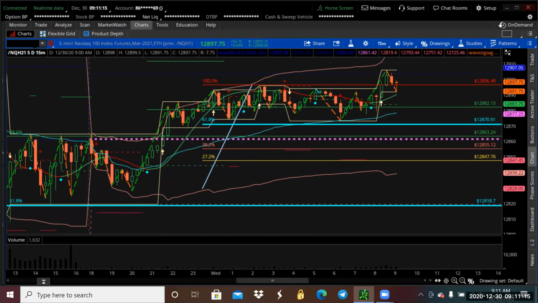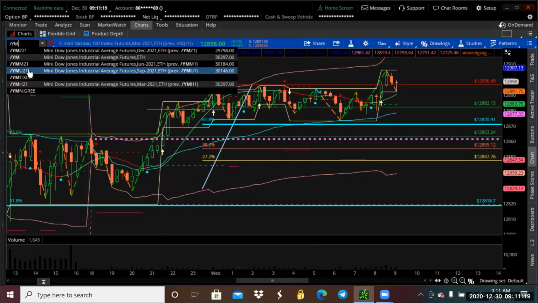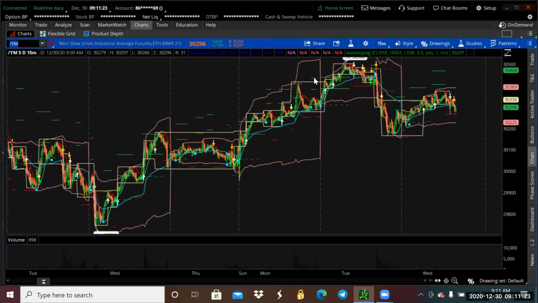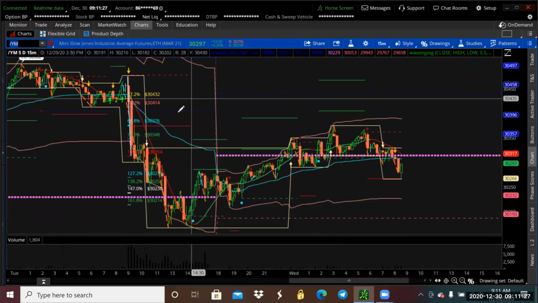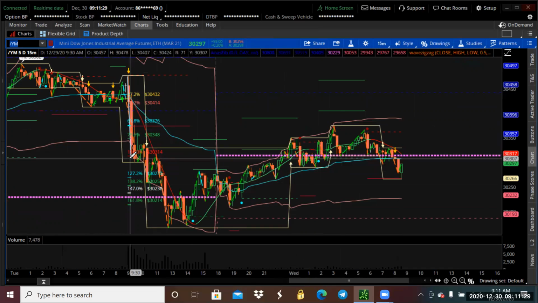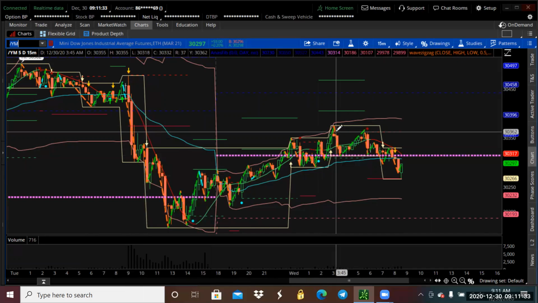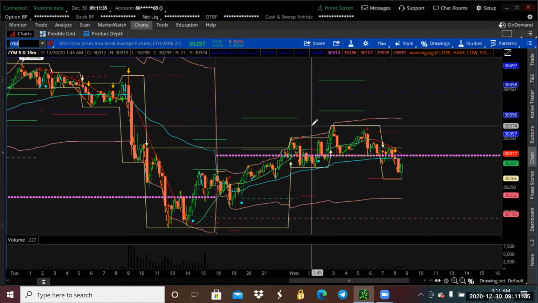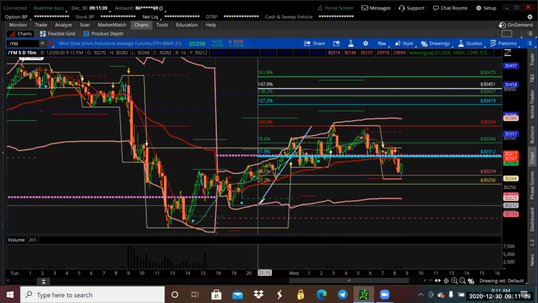Let's go see the YM and see what it's doing. I'm just going to use this regular Dow. So here's the Dow. Yesterday I had some short on the Dow. So right now it's retracing higher. Let's do the high to low on the Dow.